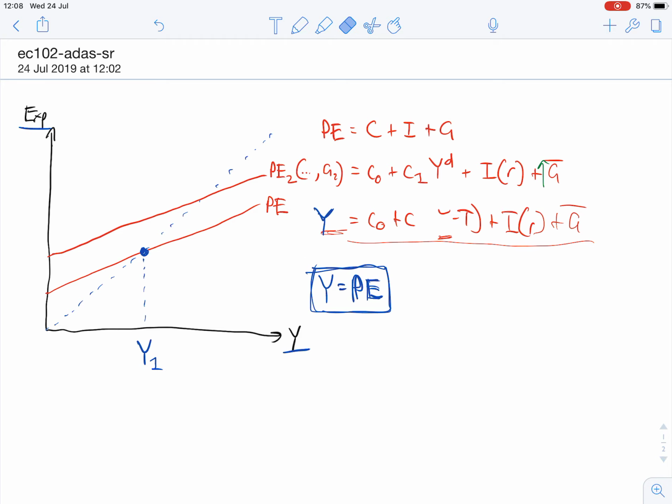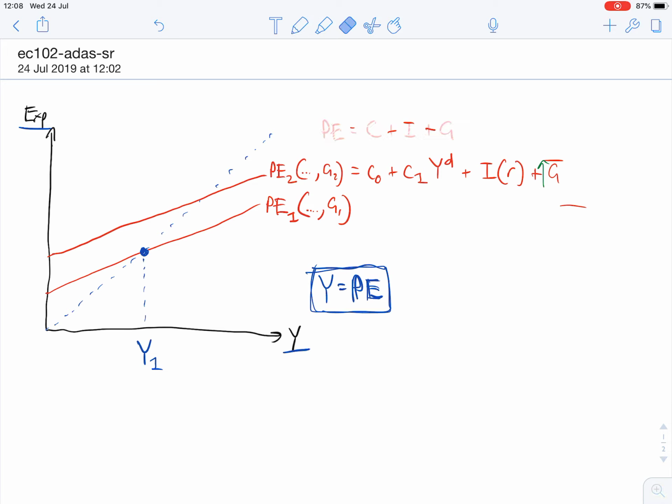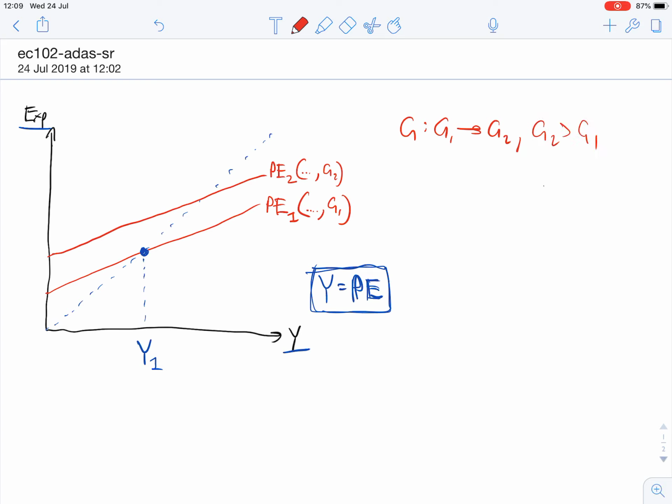Let me just get rid of this so that we can get a bit more space happening. Right, a reminder that this was the original planned expenditure curve, which was a function of a whole bunch of different variables, one of which was G1. Let me give us some more space because my space management was not particularly good for this initial point. And we just want to remind ourselves that what happened to G? Well, we went from G1 to G2, and let's note that G2 is bigger than G1.